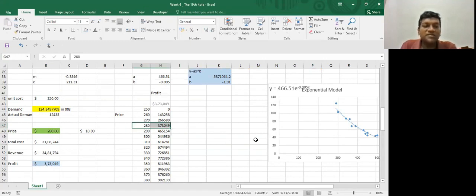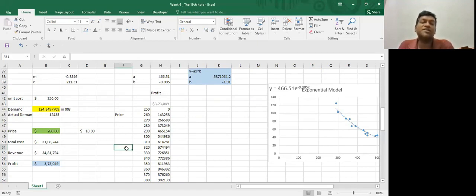So essentially this particular function is auto-populating all of these values. What I should have otherwise determined by trial and error, in one shot Excel is telling me for various price points what is likely to be the profit.